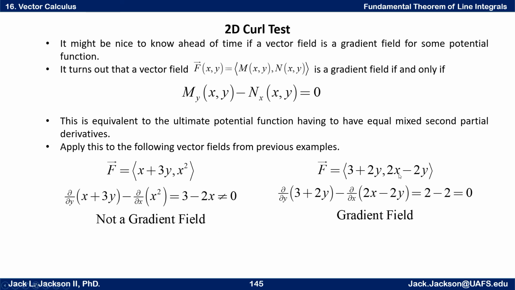But this is the one that we saw was a gradient field, okay? And you'll see that if you take the derivative of the first part with respect to y, you get 2. And the second part, you take the derivative with respect to x, you get 2. Subtract those, you get 0. And sure enough, that is identically 0 for all x's and y's. So that is a gradient field.